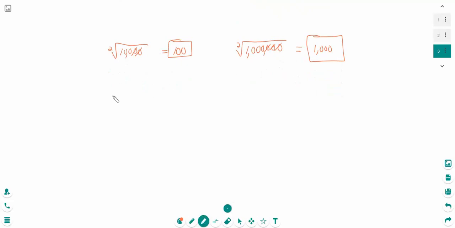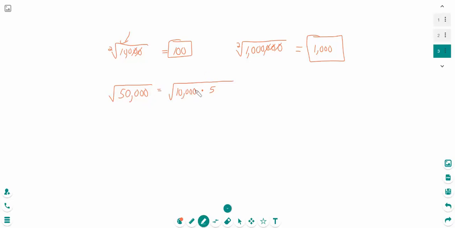So what happens if I have the square root of 50,000? Well, the trick here is trying to break this up into something with a 1 with a bunch of zeros. So I'm going to rewrite this as the square root of 10,000 times 5. All right, do you see how that works? 10,000 times 5 is clearly 50,000, so I haven't changed the value.